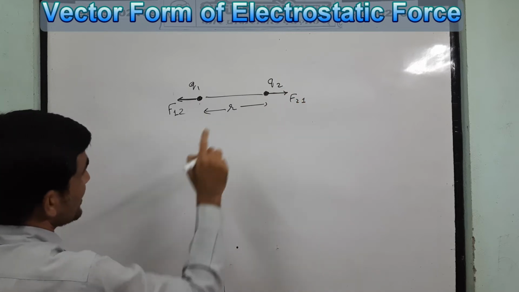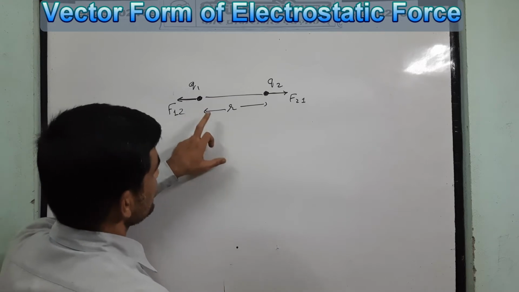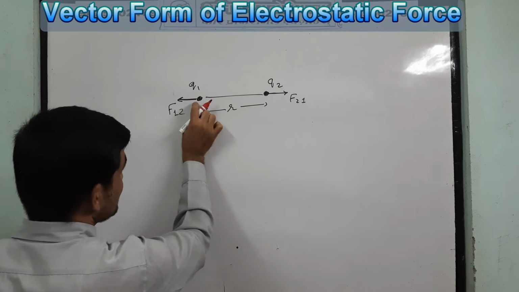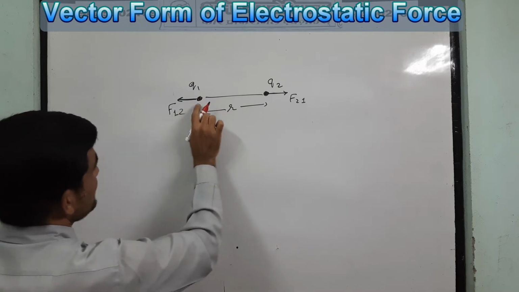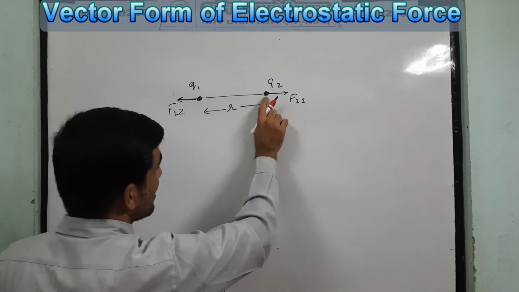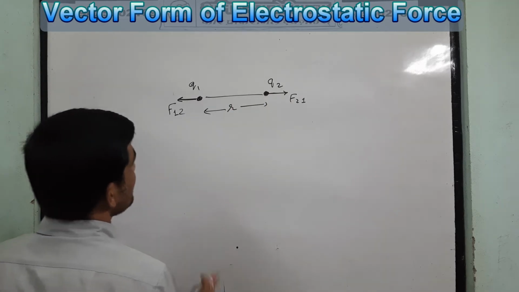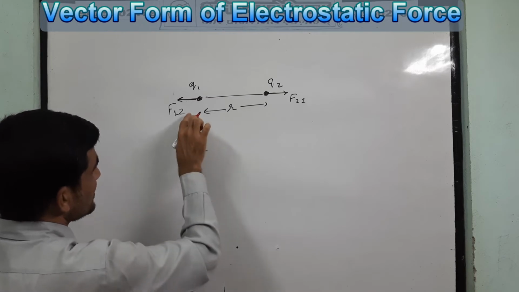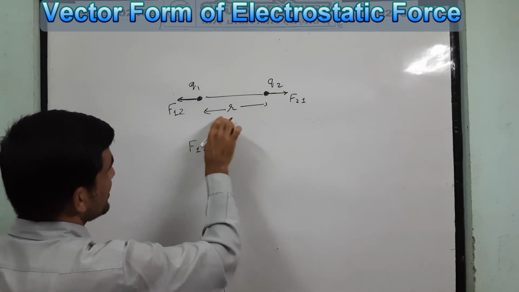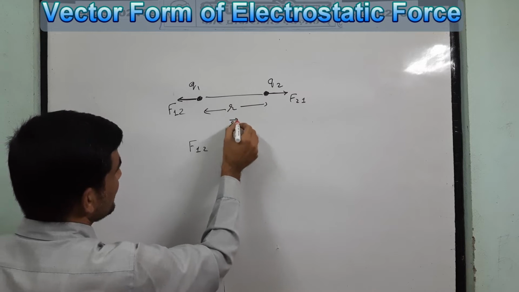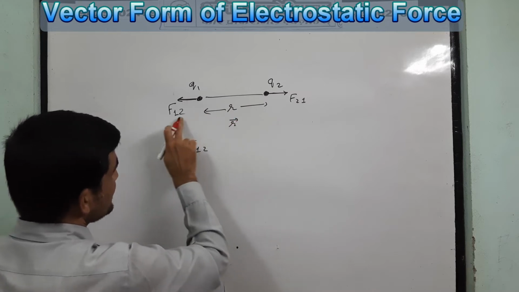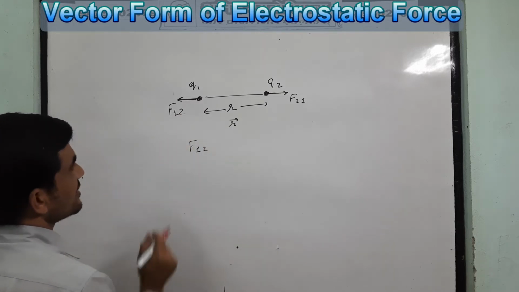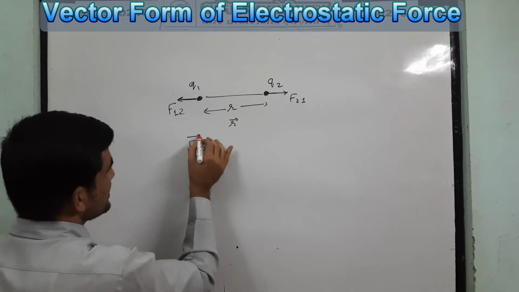Just see, when we express it in terms of arrows in a diagram, it is very clear. The direction of force on charge 1 is towards the left side, and the force on charge 2 is towards the right side. So simply we can say F12 is opposite to the direction of r. When we take the direction of r from left to right, the force direction is opposite to r, meaning it is anti-parallel to r. So this we will express in terms of r.